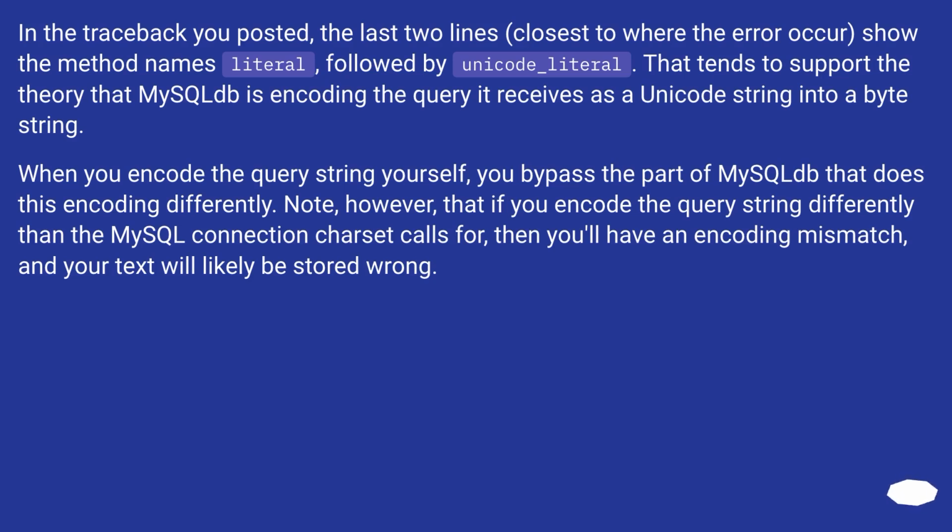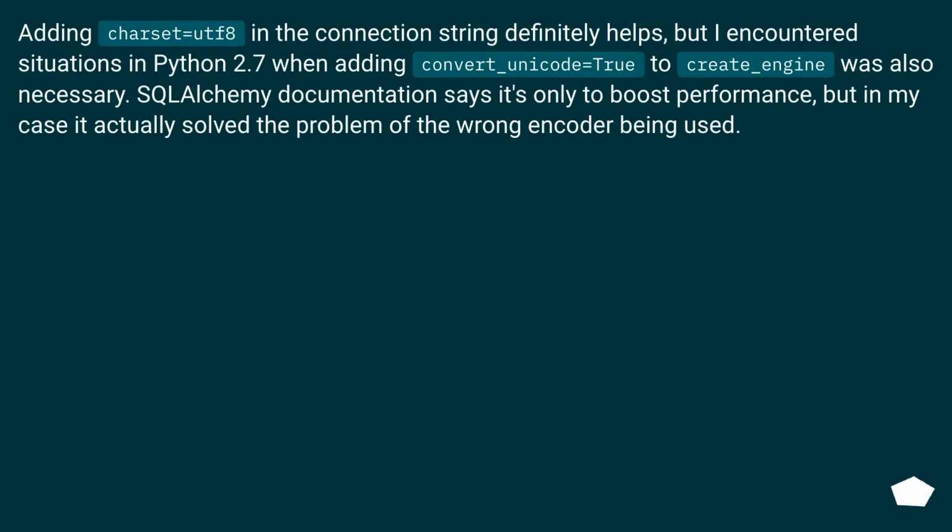Note, however, that if you encode the query string differently than the MySQL connection charset calls for, then you'll have an encoding mismatch, and your text will likely be stored wrong. Adding charset=utf8 in the connection string definitely helps, but I encountered situations in Python 2.7 when adding convert_unicode=True to create_engine was also necessary. The SQLAlchemy documentation says it's only to boost performance, but in my case it actually solved the problem of the wrong encoder being used.